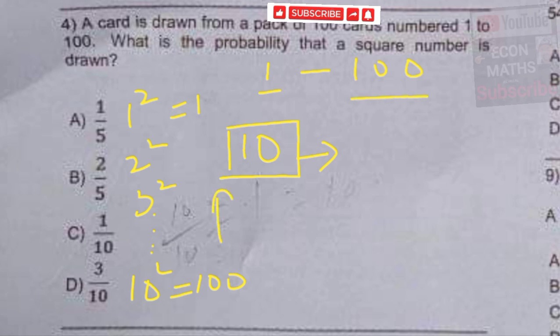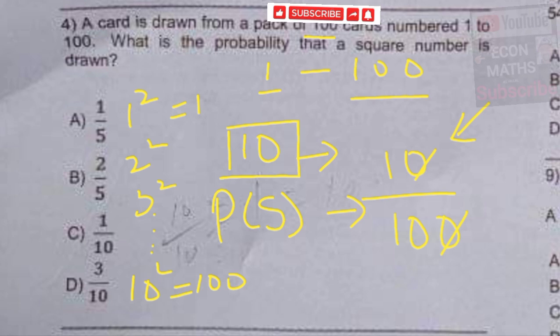So the probability of selecting a square number is, the number of favorable cases in this case is 10, and the total number of numbers is 100. As we know, the probability of an event is simply the number of favorable cases divided by the total number of cases. So when solving this, we will get 1 divided by 10 as the correct answer. So the correct answer to this question would be option C, that is 1 divided by 10.